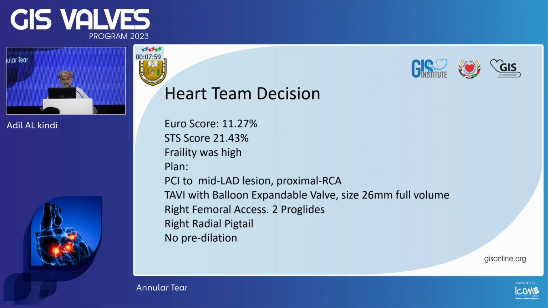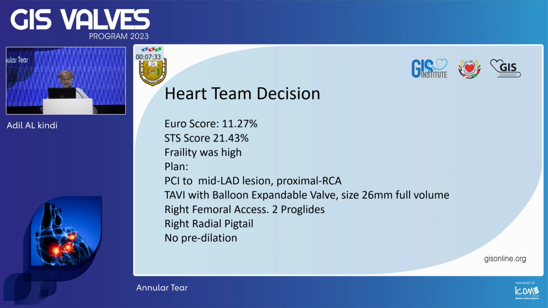So given his age, functional status and other problems, the heart team thought that he's not a candidate for surgery, and we'd proceed with catheter intervention. The decision was to PCI the coronaries because we could see the regional wall motion abnormalities and also the chest pain that he was having, which could be attributed to the coronaries.